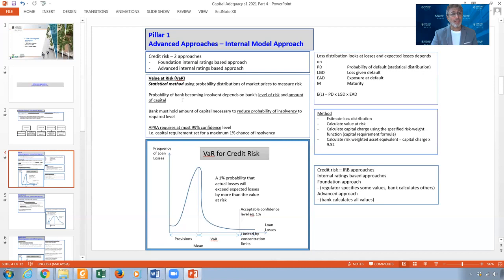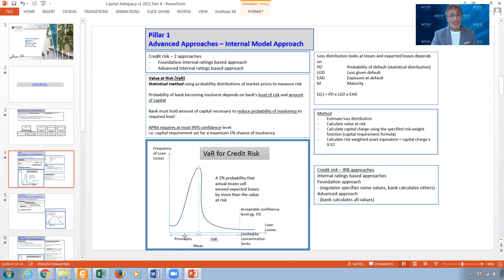So the probability of a bank becoming insolvent depends on the bank's level of risk and the amount of capital. Therefore, a bank must hold the amount of capital necessary to reduce the probability of insolvency. If you look at this distribution, this is a distribution of the credit risk, and this is all the losses coming from the credit risk, as I told you, from the housing, and you are calculating this according to all observations of all those years.